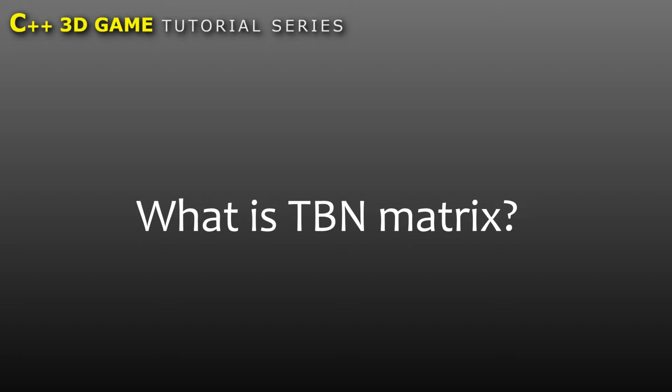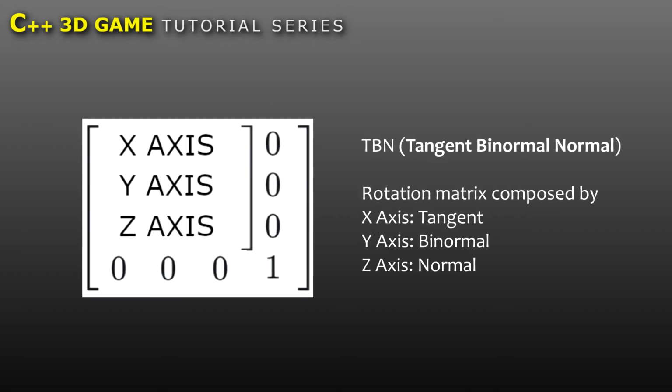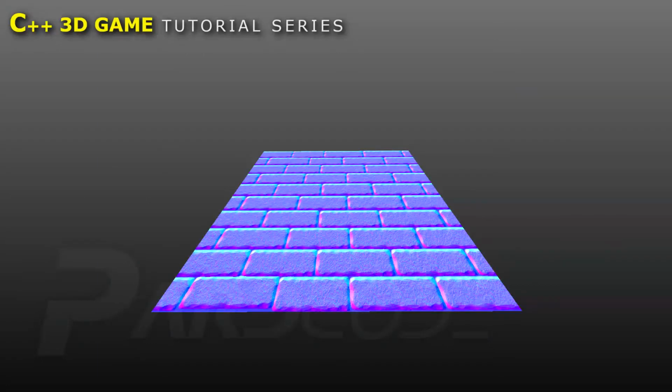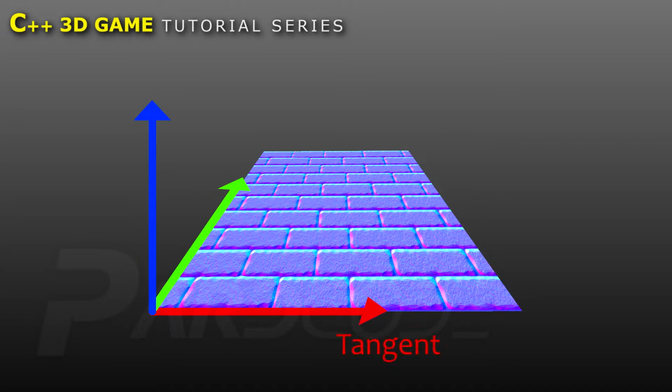But what is a TBN matrix? TBN stands for tangent, binormal, and normal, and as the name suggests, it is a rotation matrix composed of the tangent, the binormal, and the normal vectors in world space. Well, but what are the tangent, binormal, and normal vectors? They are the axes that describe the tangent space. Tangent is the x-axis, binormal is the y-axis, and the normal is the z-axis.